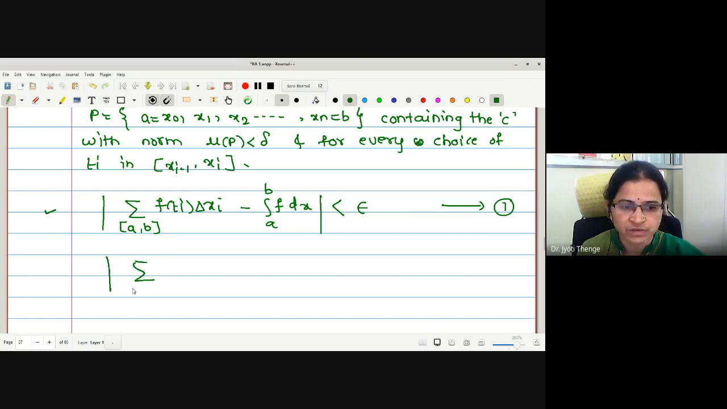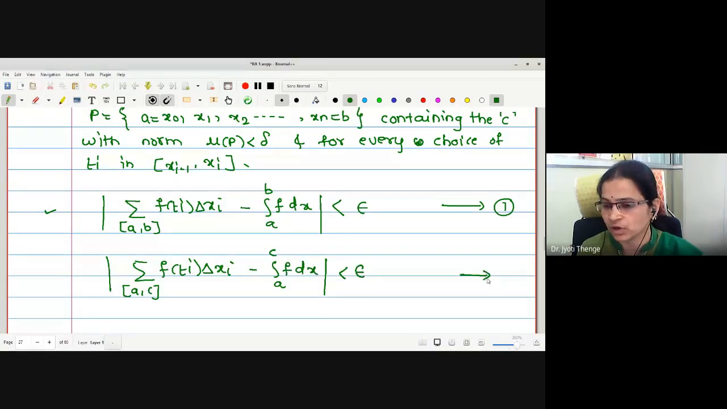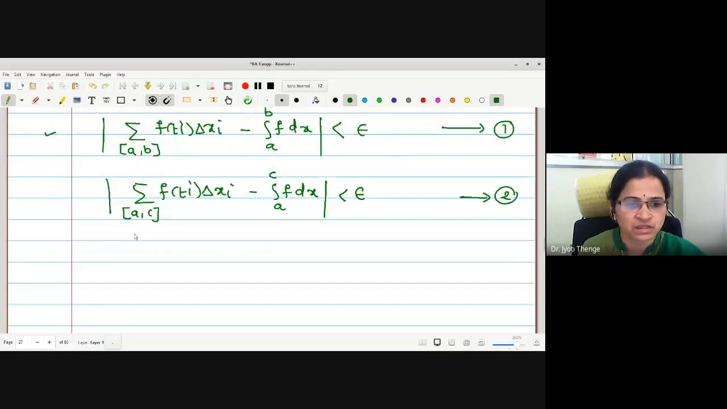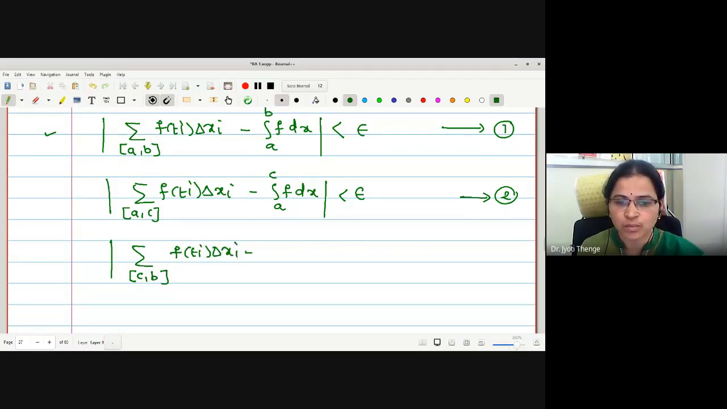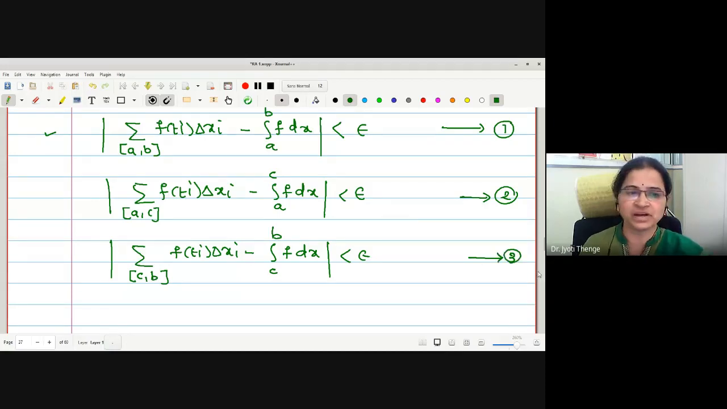Next, similarly we will write for the closed interval AC. The function is the same, f of ti, therefore the sum is f of ti into delta xi, minus integration a to c f dx, less than epsilon. Let me call it statement number 2. And the third one is for the interval c to b: Riemann sum f of ti delta xi minus integration c to b f dx less than epsilon. Any doubt with the steps? This is simply a definition. See, here I'll write the definition. How are we writing the definition?